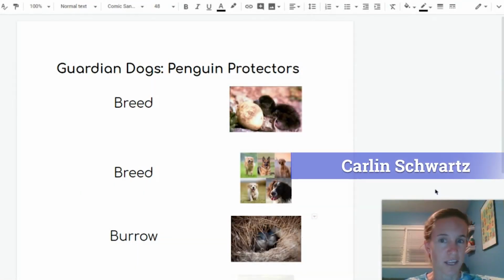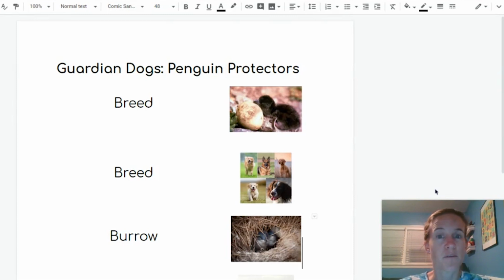Today's nonfiction selection is Guardian Dogs, Penguin Protectors. Before we begin to read Guardian Dogs, Penguin Protectors, there are a few words we need to know to help us understand the meaning of the text.